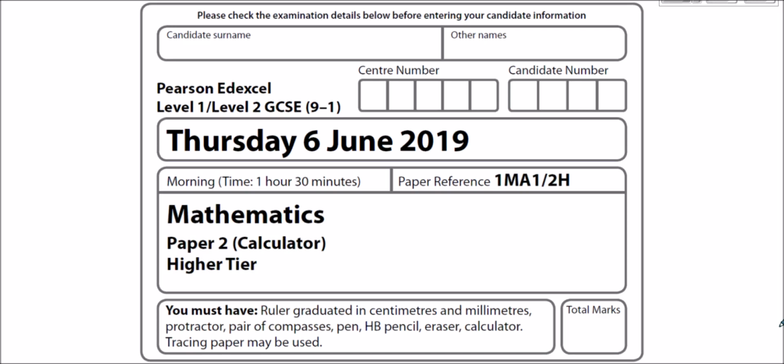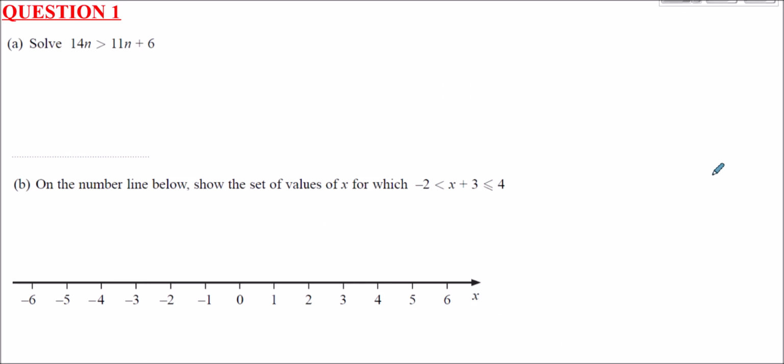Let's have a look right away at question 1. For question 1, we have to solve an inequality, and we're solving 14n greater than 11n plus 6. For this one, I think it's fairly obvious what to do. What we need to do is to get all the n's onto one side of the inequality. So we've got 14n greater than 11n plus 6.